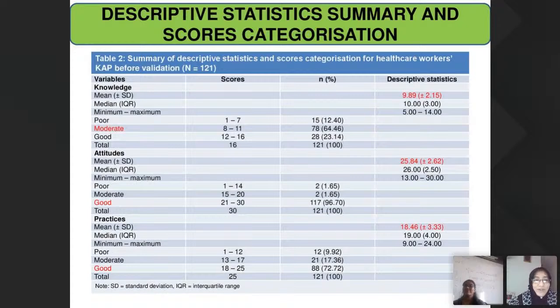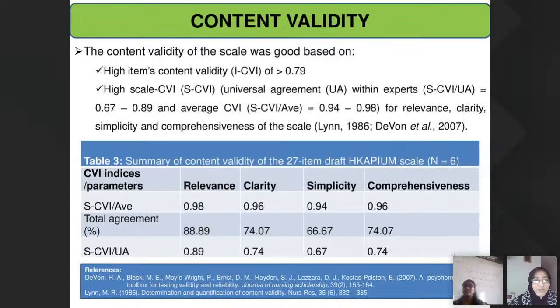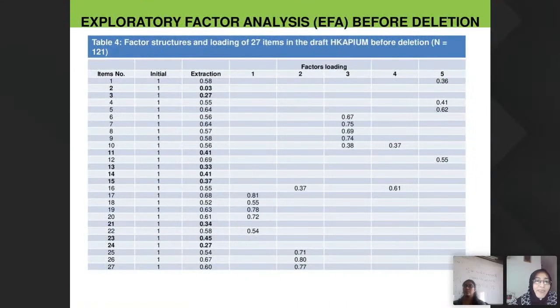Okay, sure. These are some of the descriptive summaries, and we also came up with the categorization of the scores for their levels. These are the results we gathered after we did the content validity, mentioned just now. We used the S-CVI and the I-CVI. Bear in mind this was done when we had the 27 items, before the deletion, and the EFA result is also before the deletion. At that point it was a total of 27 items.